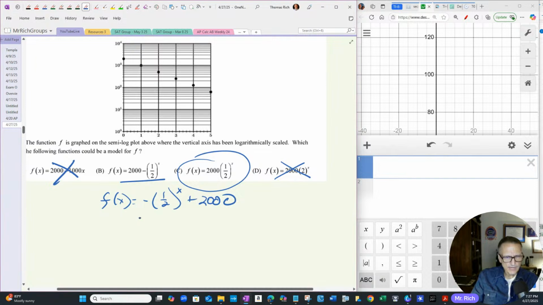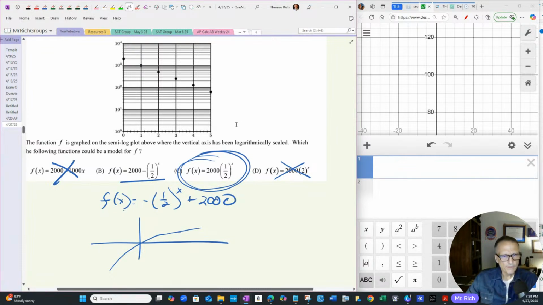So what is that going to be? Well, this would have been exponential decay shifted up by 2000, but there's a minus, so it's actually going to be something that's coming up like this. So we're going to go with C right here for an exponential decay model.